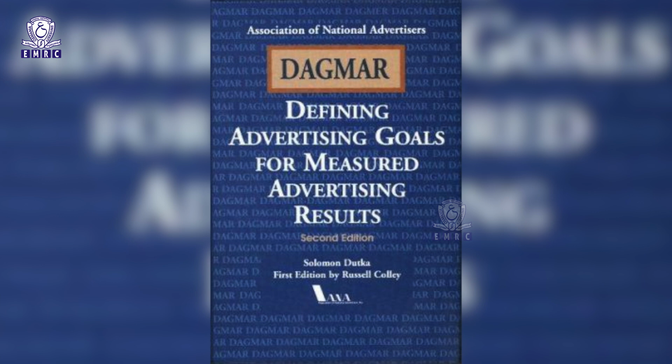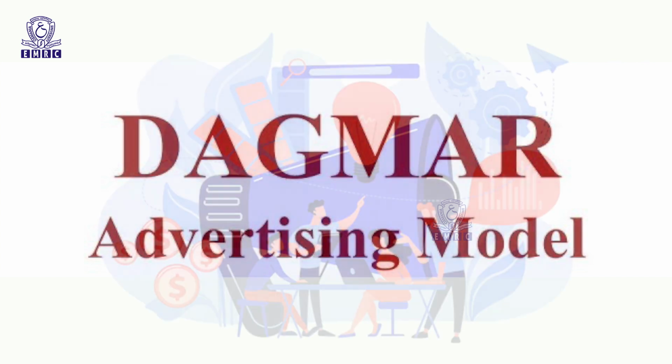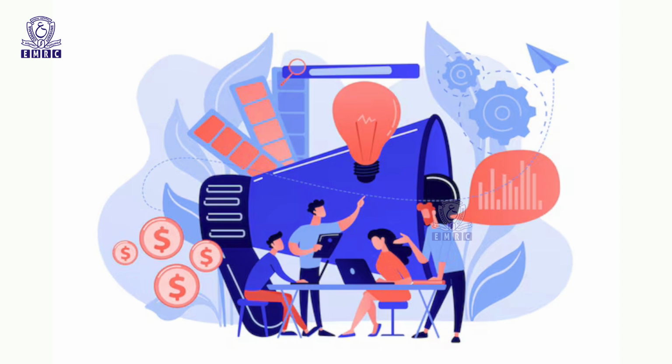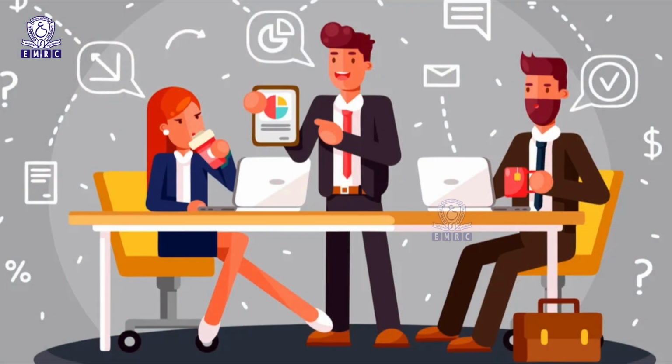The Dagmar approach. Russell H. Colley, in his book titled Defining Advertising Goals for Measured Advertising Results, outlines a method called Dagmar, short form of the book title, for transforming objectives into specific goals. The Dagmar approach encompasses a framework for setting advertising goals and measuring the effectiveness of an ad campaign. According to Colley, the main objective of advertising is to communicate to the defined audience the necessary information to the right people at the right time and at the right cost.